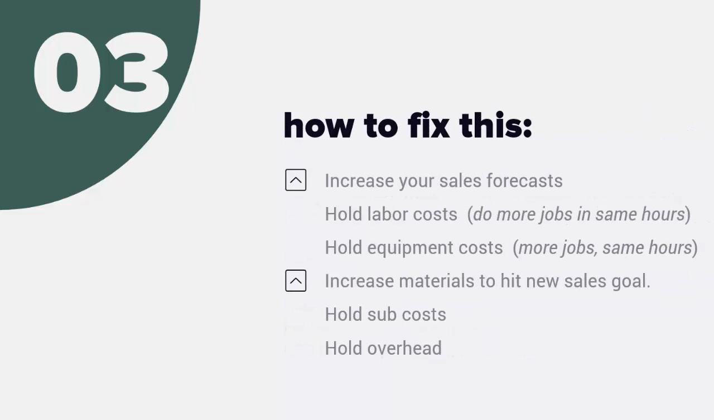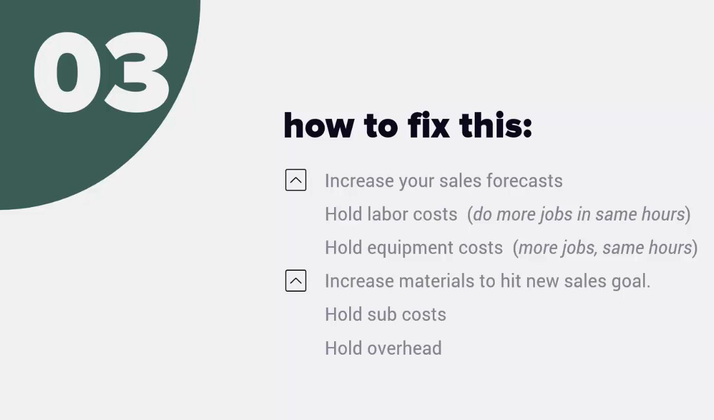Now, how do you do this in your budget? Number one, you can increase your sales forecast. Don't touch your labor cost. What we're saying by getting more efficient is you're going to do more jobs in the same number of working hours. Number two, don't touch your equipment costs either. You're going to do the same number of jobs with the same crews and equipment.